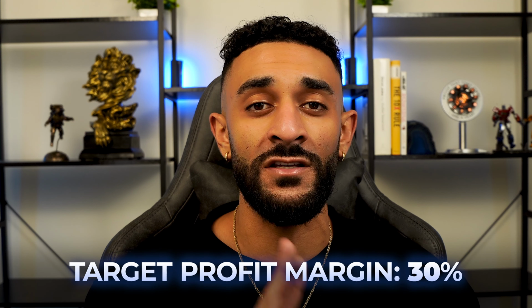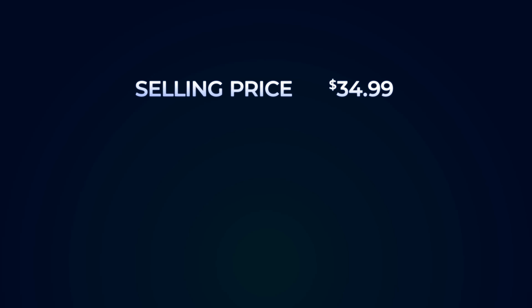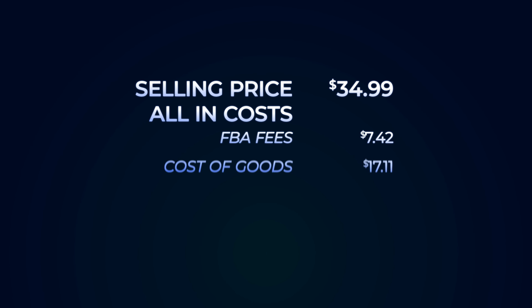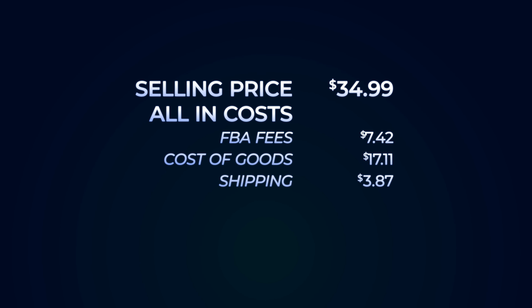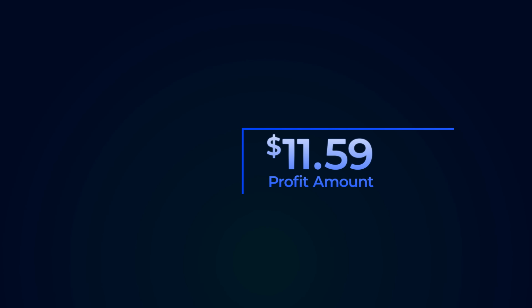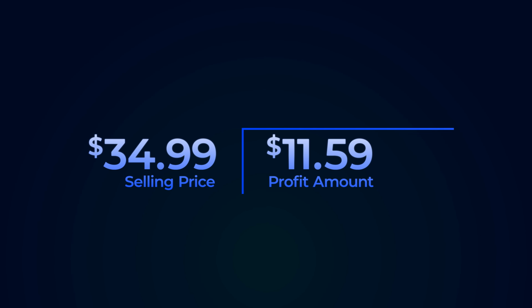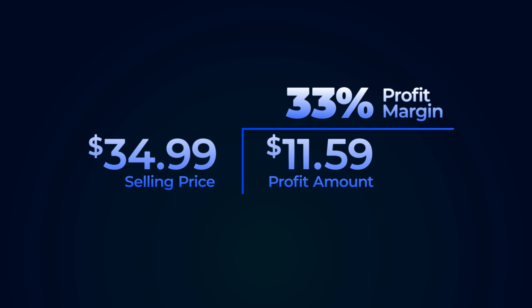And I like to do this before ever placing a bulk order to make sure that my product is able to achieve at least 30% margins after FBA fees, cost of goods, and shipping. So to find our profit, we would want to take our selling price that we were going to sell the product for on Amazon and subtract our all-in costs. So our FBA fees, cost of goods, and shipping per unit, and that would give us our dollar profit amount. And in order to calculate our profit margin percentage, we would take our dollar profit amount and divide that by our selling price, and that would give us our profit margin percentage.